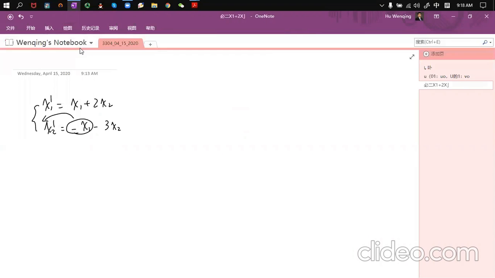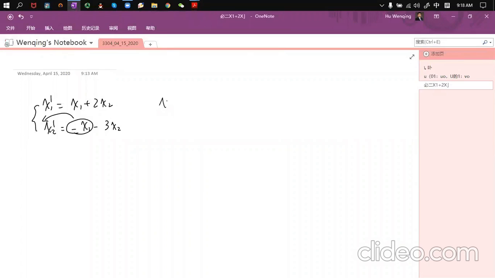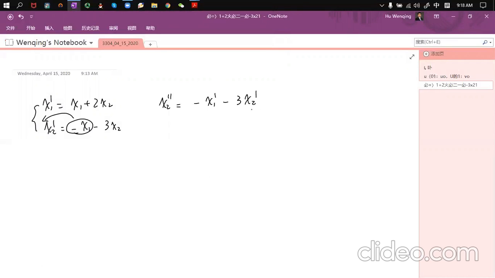So what happens there is that you're going to start from x2 prime, so that x2 double prime is minus x1 prime minus 3x2 prime, right? But x2 prime can be calculated from what you have there. So x2 prime is minus x1 minus 3 times x2, but it is also equal to this x1 prime minus x1 divided by 2. You take a derivative, so that's x1 double prime minus x1 prime divided by 2.